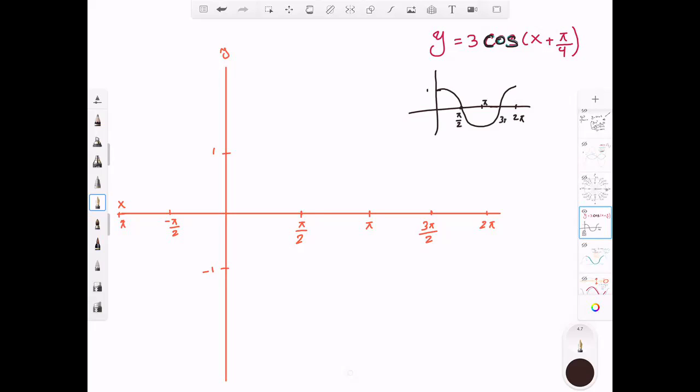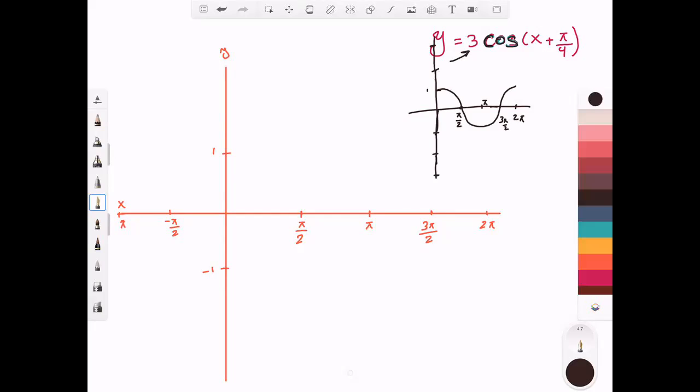Those intercepts are very important. We have 3. The amplitude is 3. That means we're going to have the same thing going to 3 and -3. So the graph will start from 3, go all the way to -3, and go up all the way to 3. So we took care of the 3.